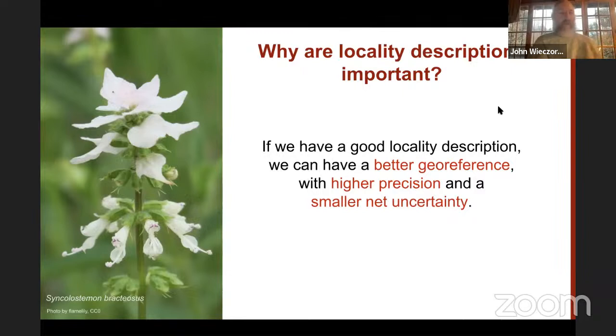So the two perspectives are, one, if you were to write a locality description that would be ideal for somebody else to georeference, what would it look like? And the other is, as the recipient of a legacy of locality descriptions, how do we interpret them? And what uncertainties come into play when we try to do that? But the point is to try to have the best possible description.